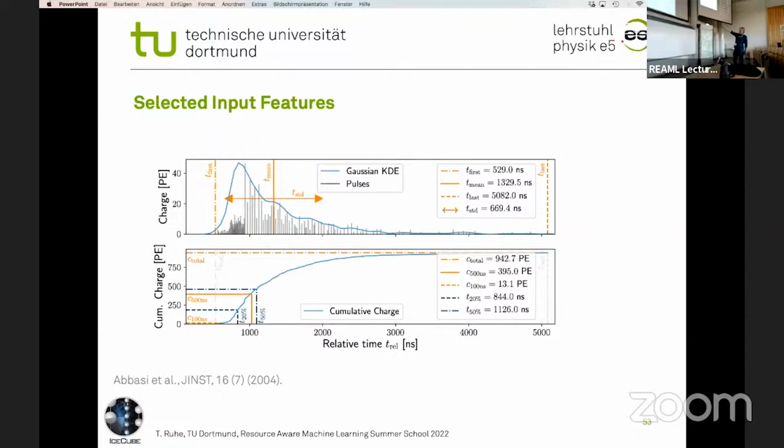Then you can also look at the charge. You can, of course, take the total charge, and then you can take the charge after 100 nanoseconds and the charge after 50 nanoseconds. And you can take the 20 percentile of the time, the time at which 20% of the charge has been collected, and the time at which 50% of the charge has been collected. So these are the input features.